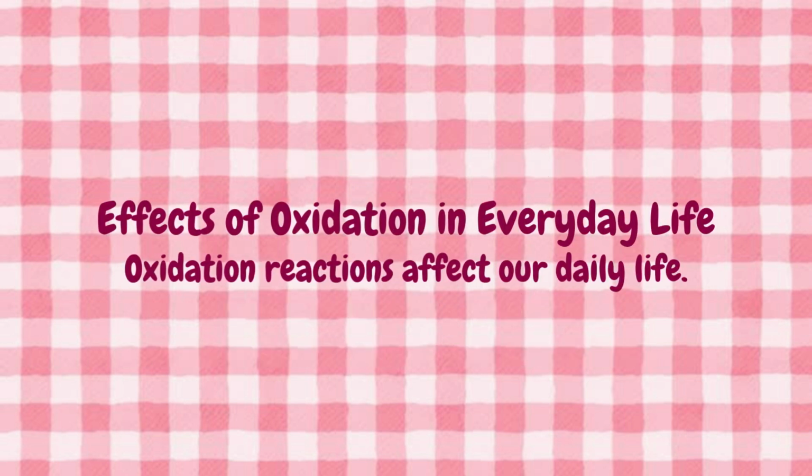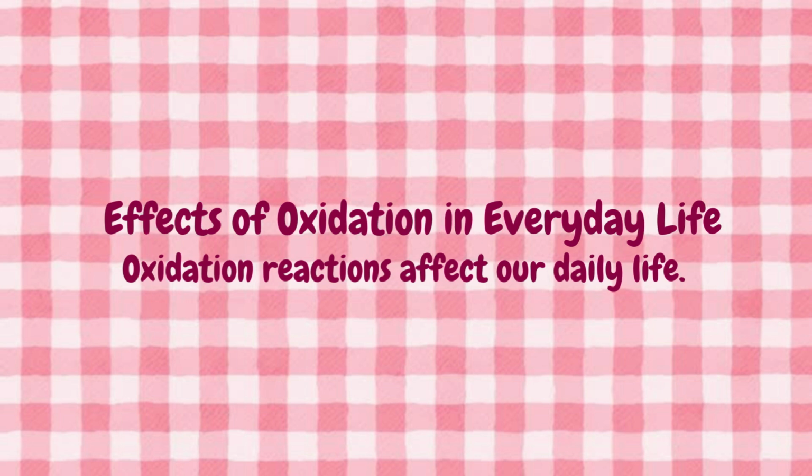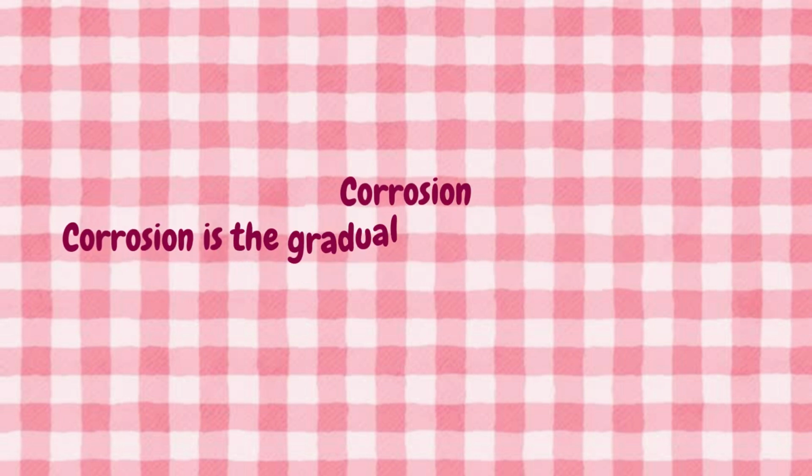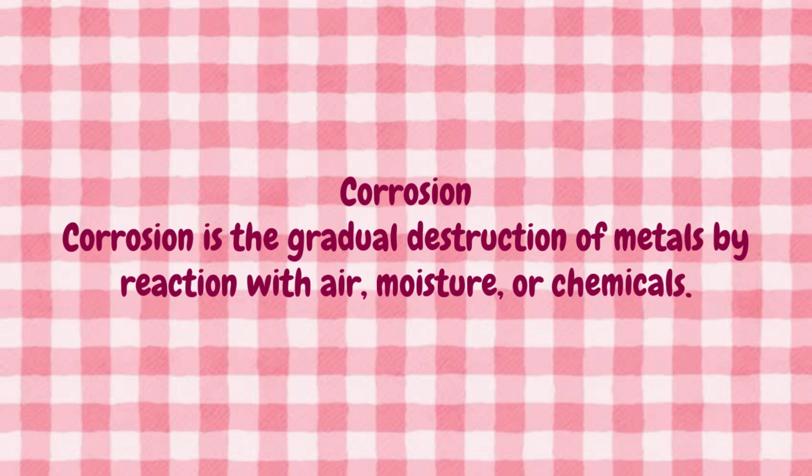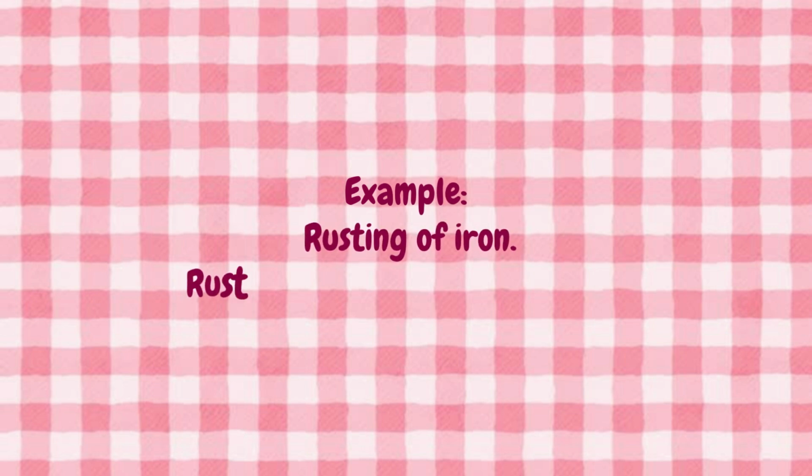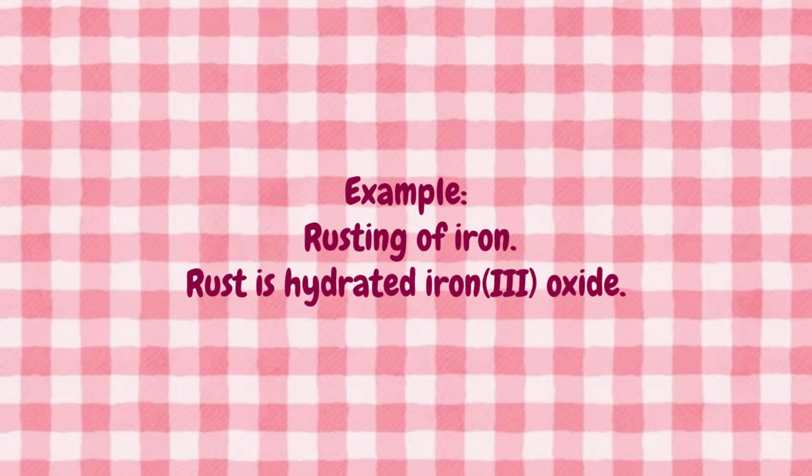14. Effects of oxidation in everyday life. Oxidation reactions affect our daily life. Two common examples are corrosion. Corrosion is the gradual destruction of metals by reaction with air, moisture, or chemicals. Example: rusting of iron. Rust is hydrated iron(III) oxide.